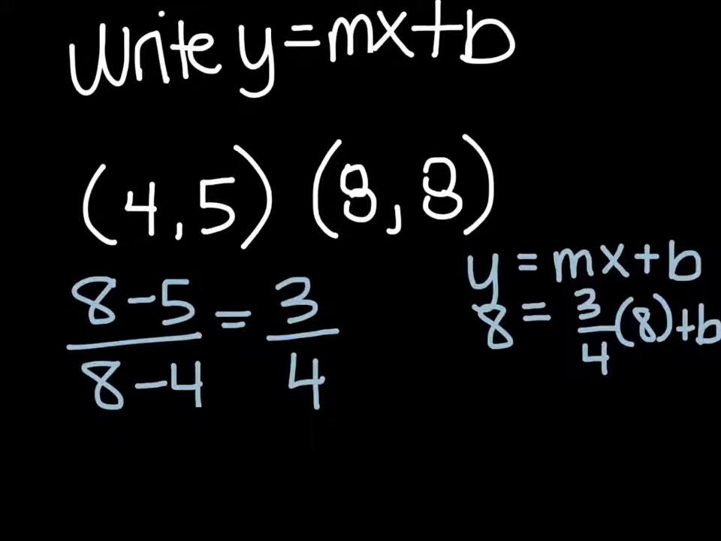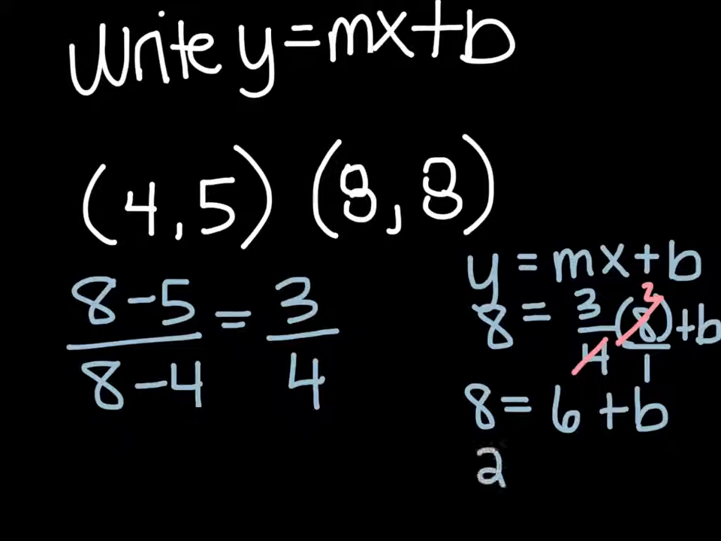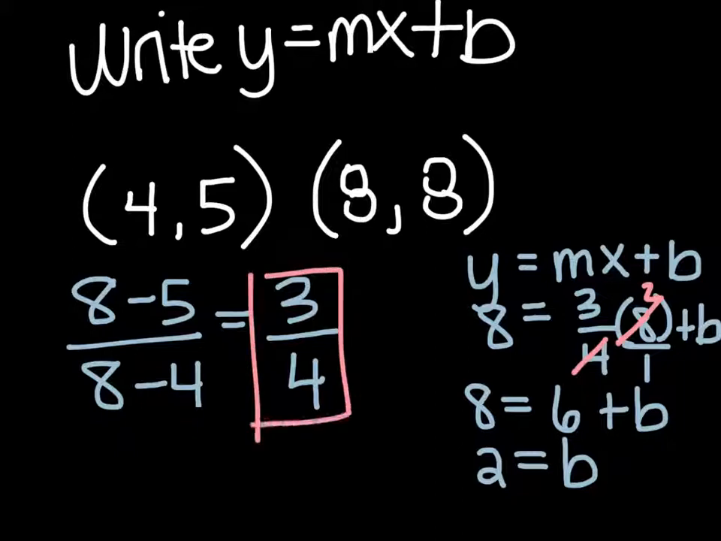So now I can actually do out 3/4 times 8, so if I put 8 over 1, the 4 would cancel and the 8 would become a 2. So that would get me 6 plus b. And then to isolate b, you'd minus 6 from both sides. So b equals 2. So now I have my slope and I have my y-intercept. But again, the goal is to write the equation.